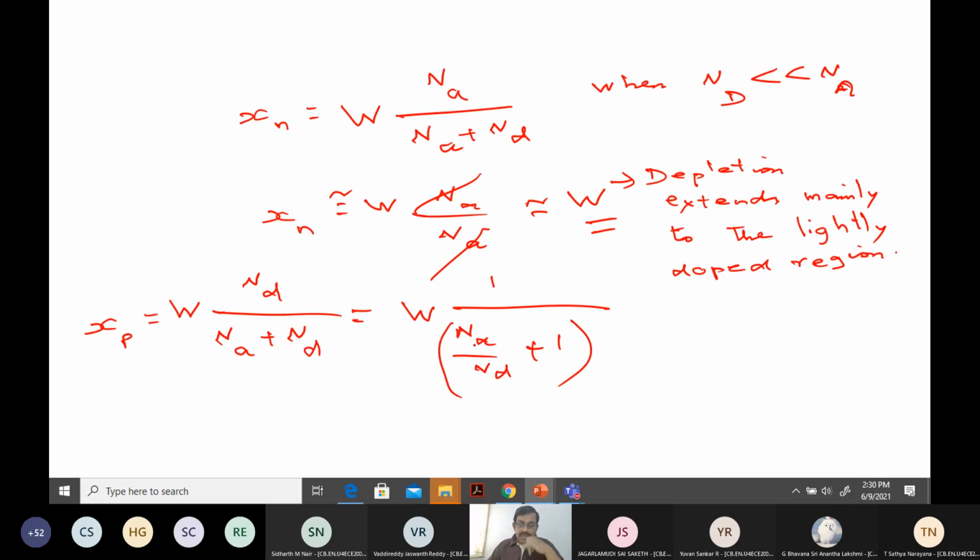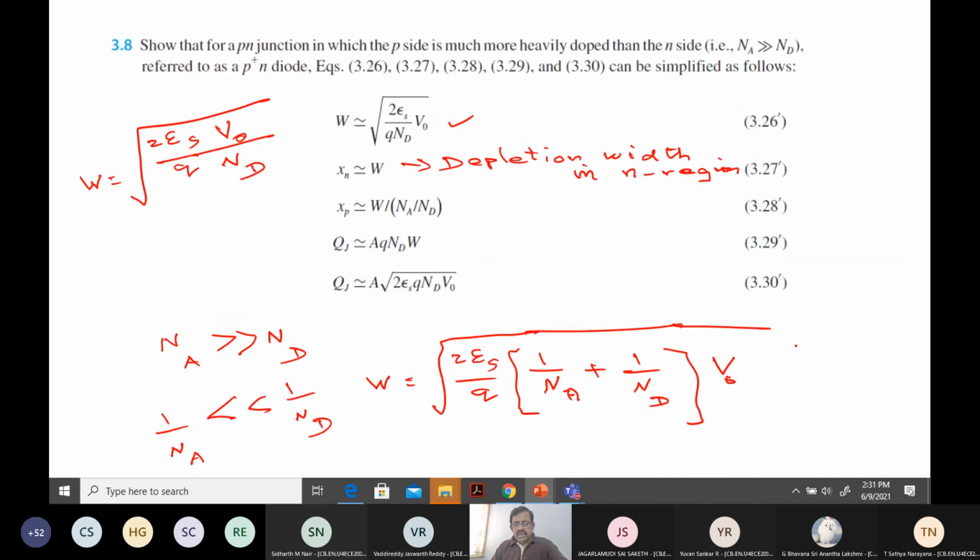Okay, and Na is much greater than Nd. Which means this factor is going to be larger compared to this 1. Therefore, I can neglect this 1. So I will get W by Na by Nd. So look at that, proof required: W by Na by Nd.